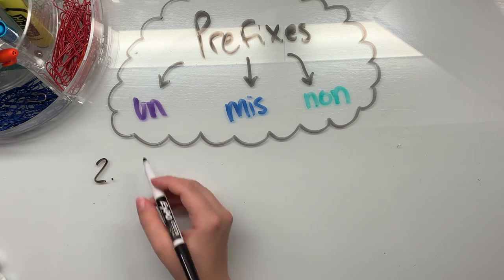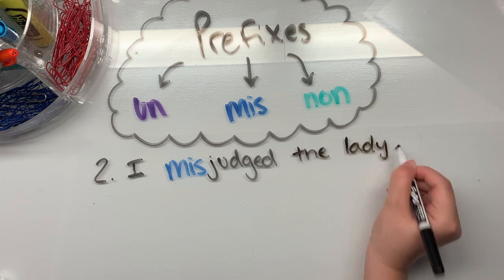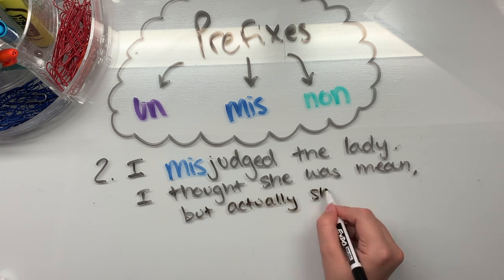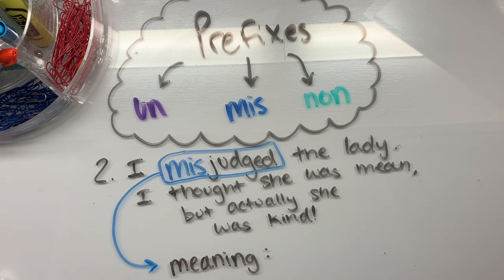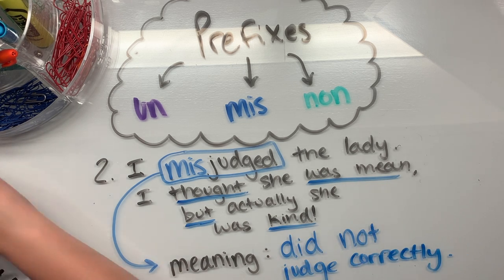Number 2, I misjudged the lady. I thought she was mean, but actually she was kind. So using the clues in the sentence, we see that at first we thought the lady was mean, but then she was kind. So misjudged means that we wrongly judged the lady.